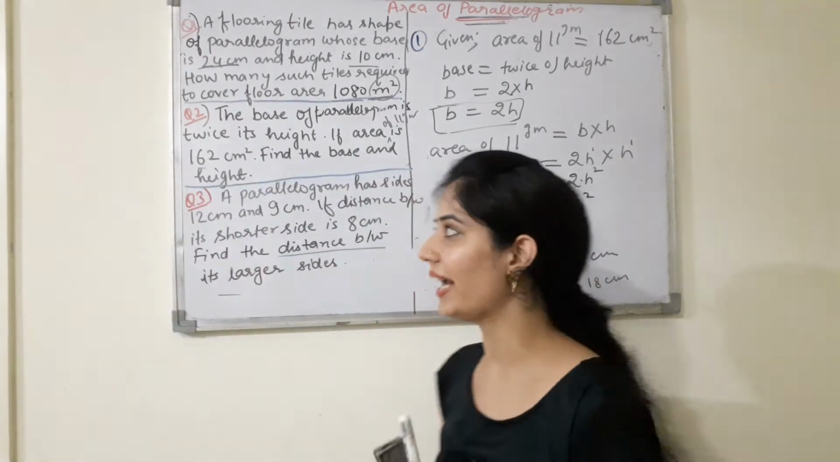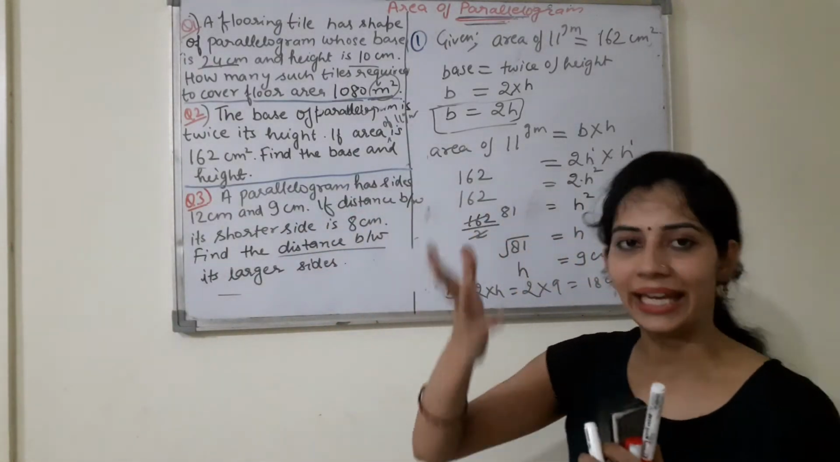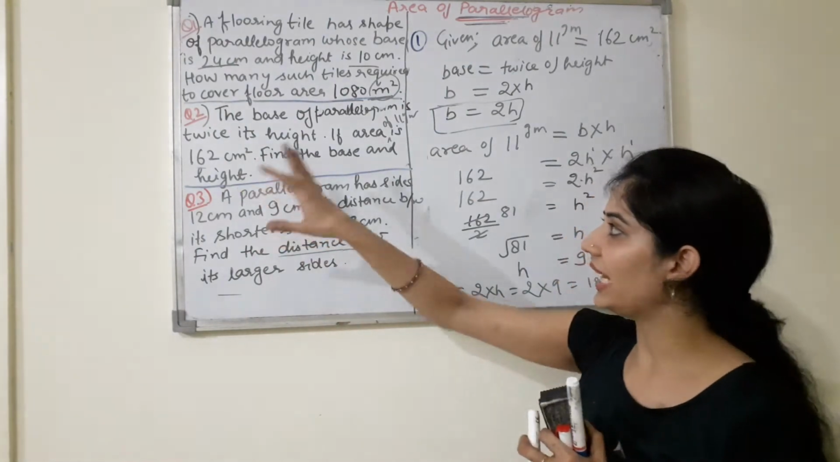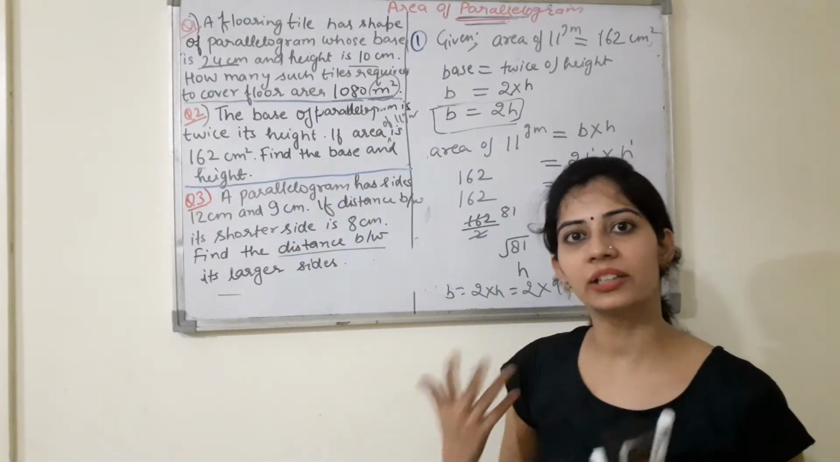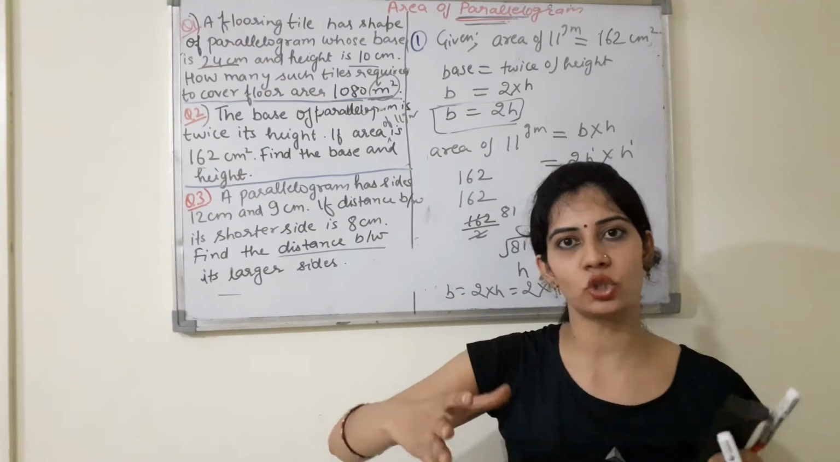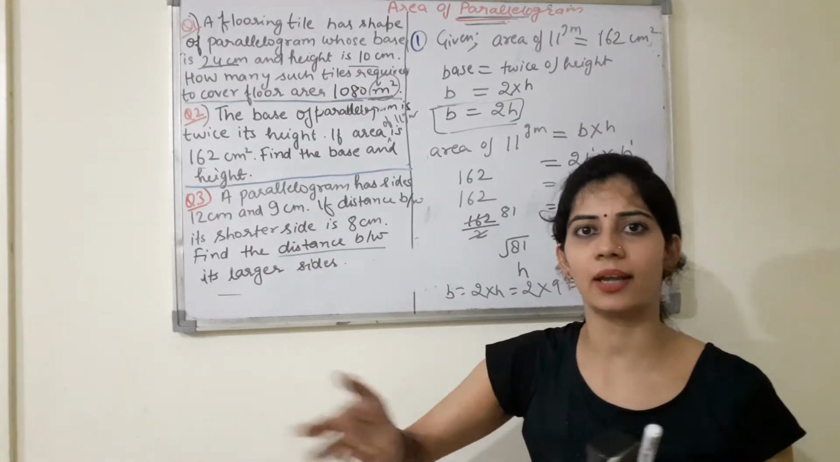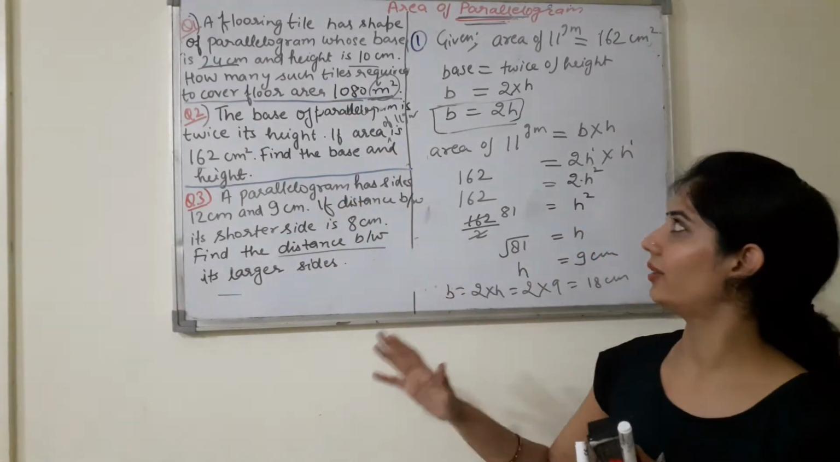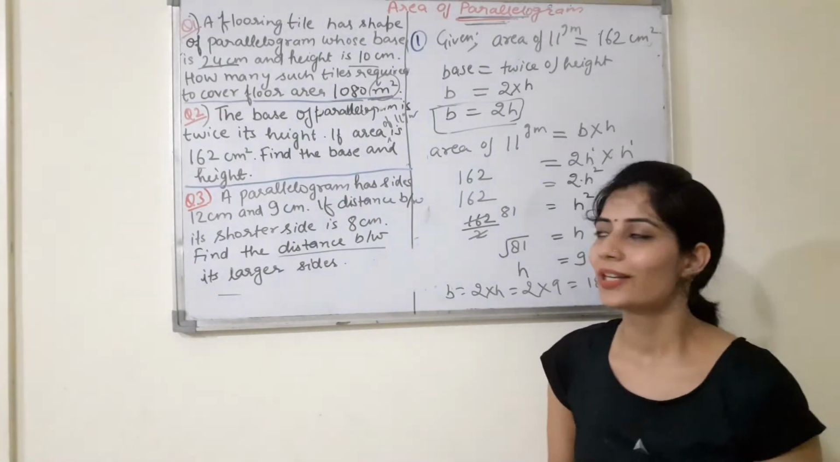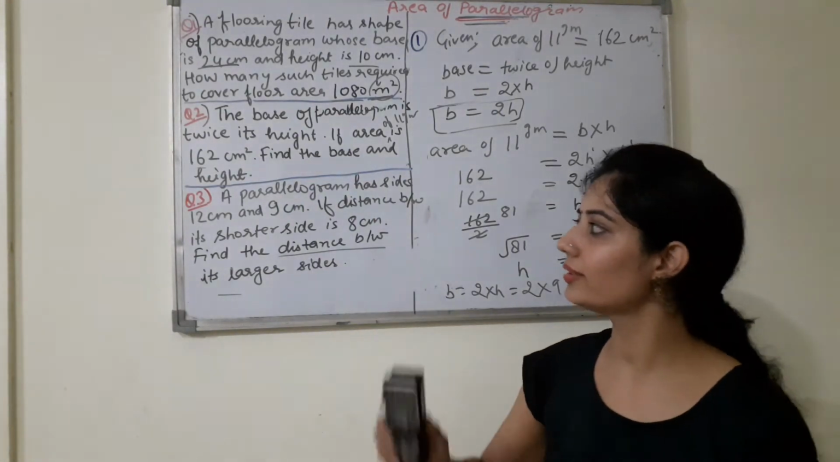So you can solve such questions when the area is given and you have some other information given, like the base is twice or 3 times the height, or anything like that, so you can find it like this. Okay, so now move on to the last question, that is the third.